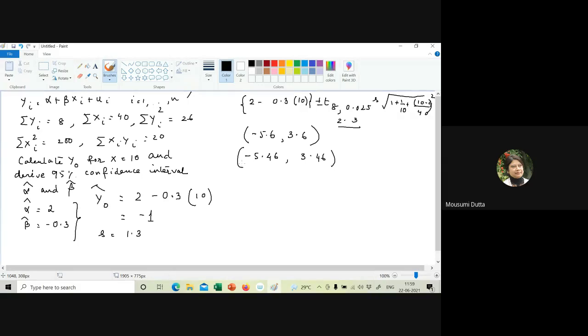And what was your point predictor? What was the value for the point predictor, which you derived earlier? -1. So definitely that is lying in between this range.